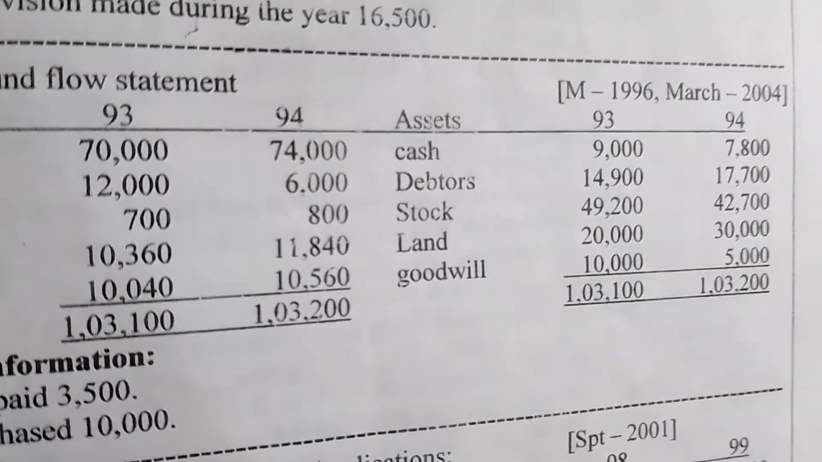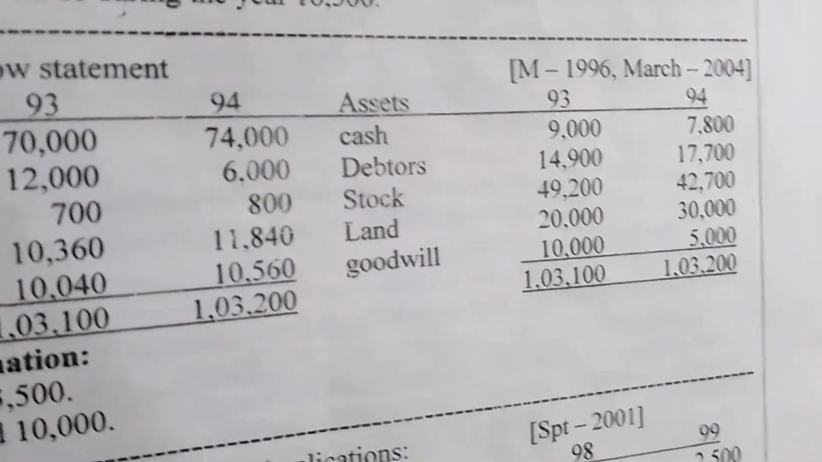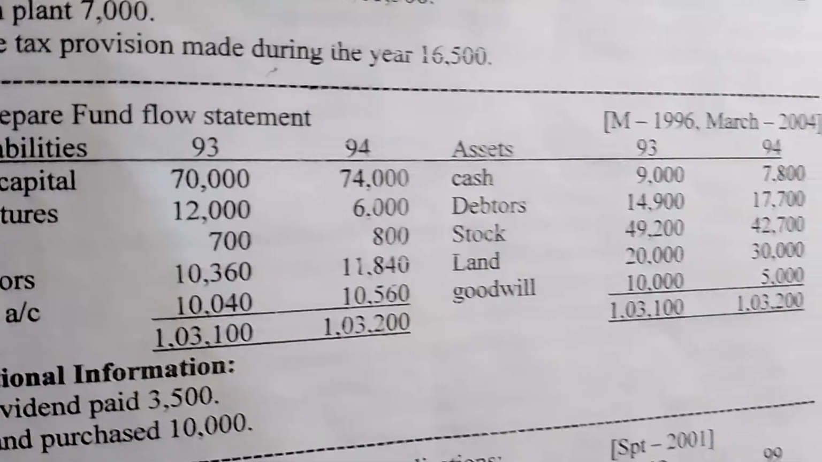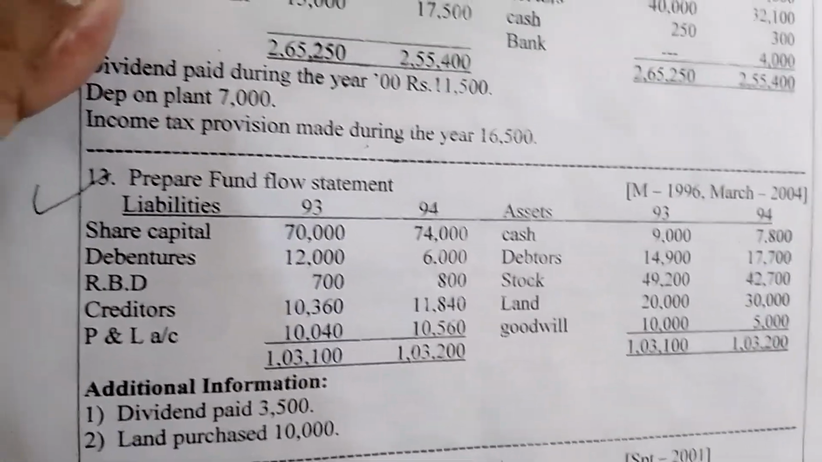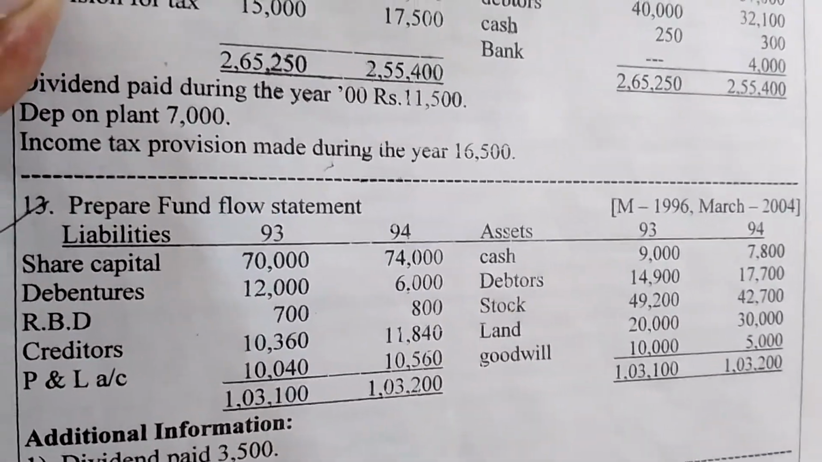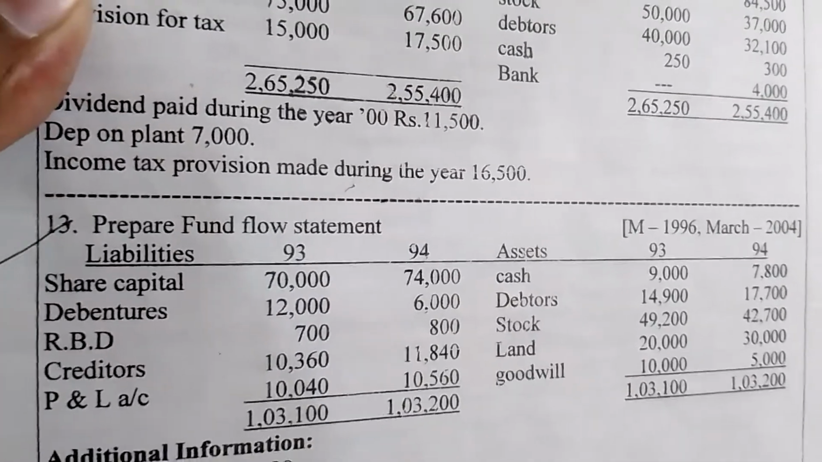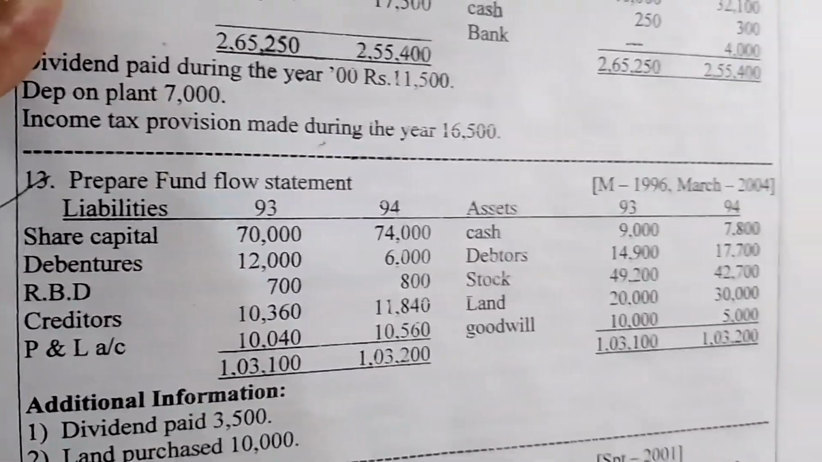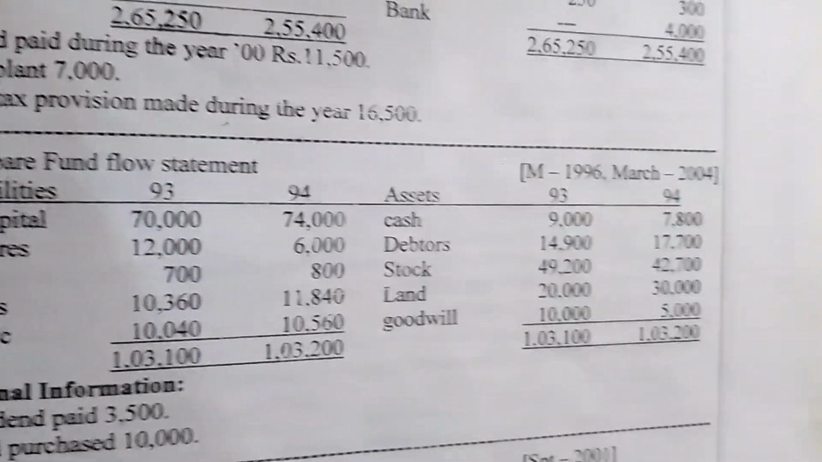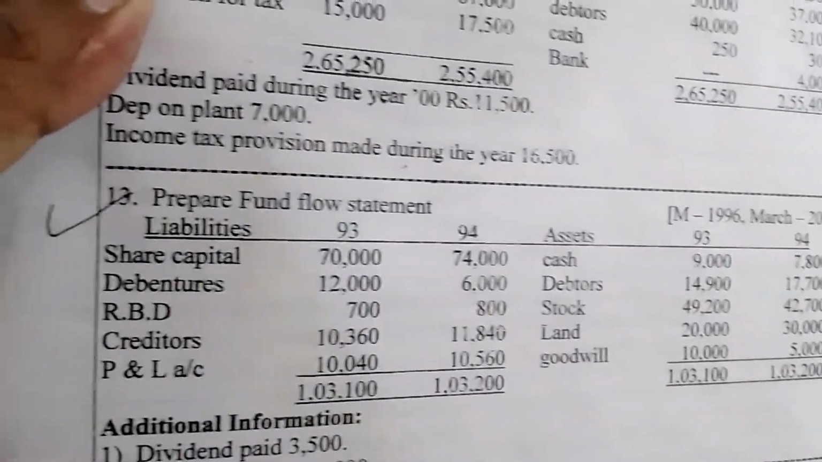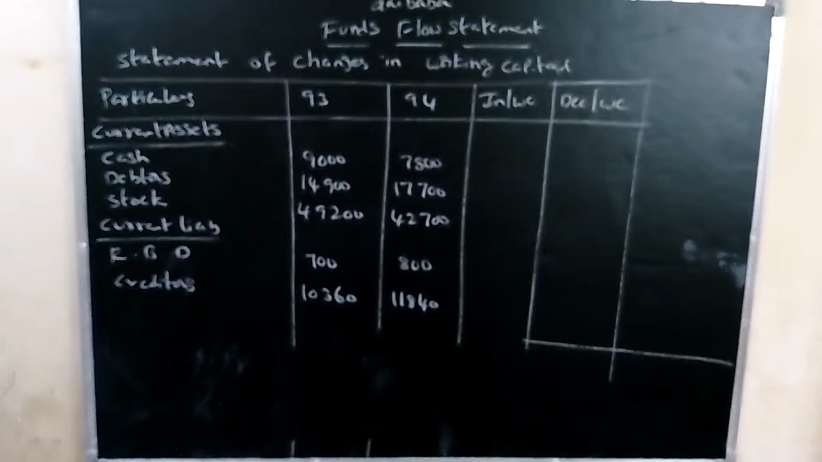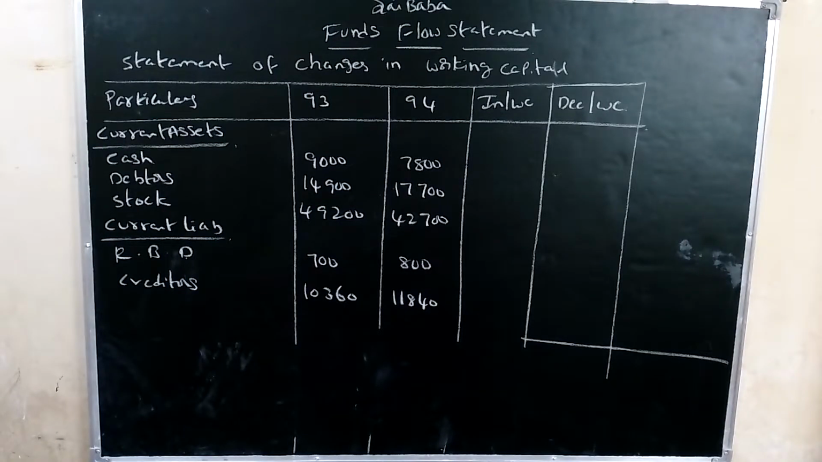Let us prepare the statement of changes in working capital. It takes cash, debtor, stock as current assets. Creditor, reserve for bad debts are current liabilities. Okay, so let us see the solution in the board.